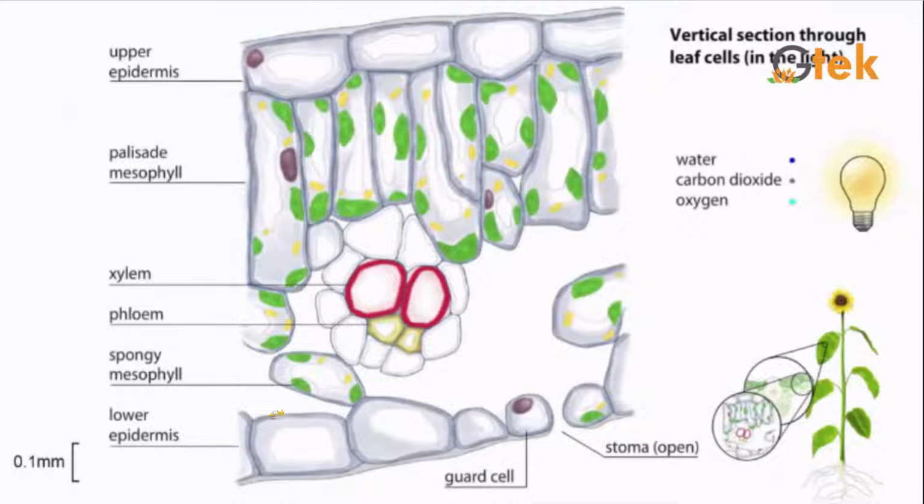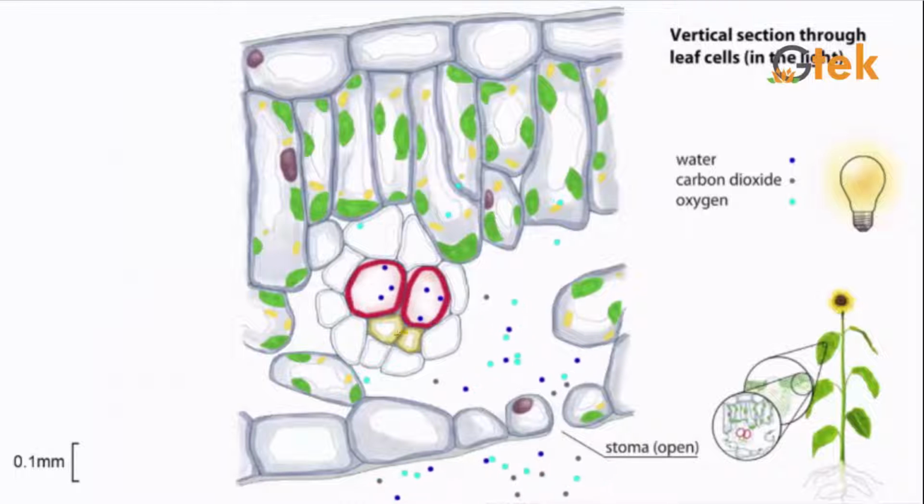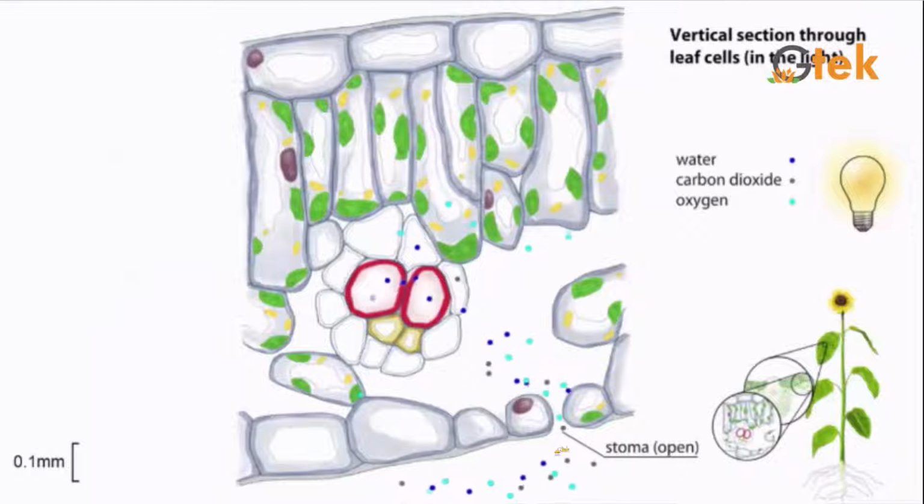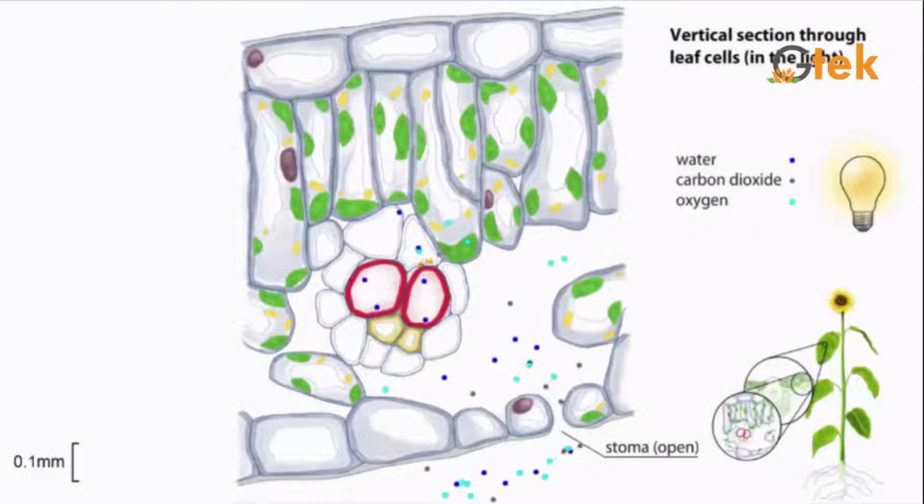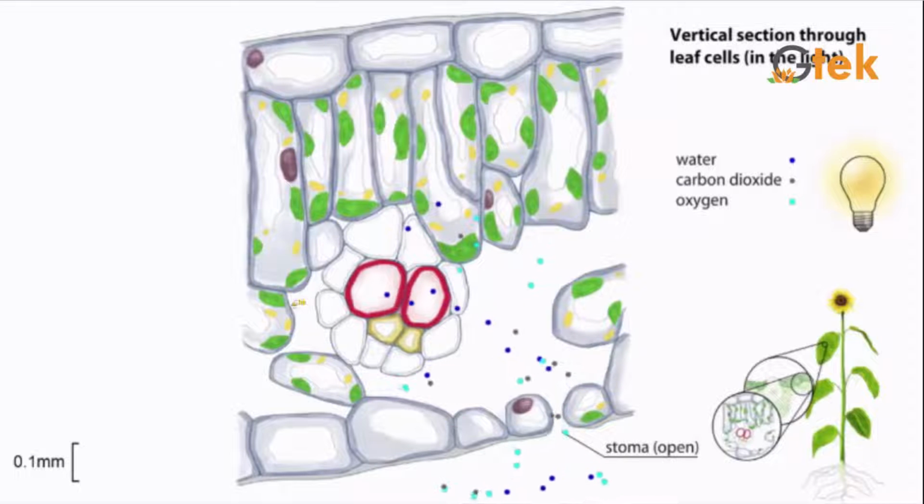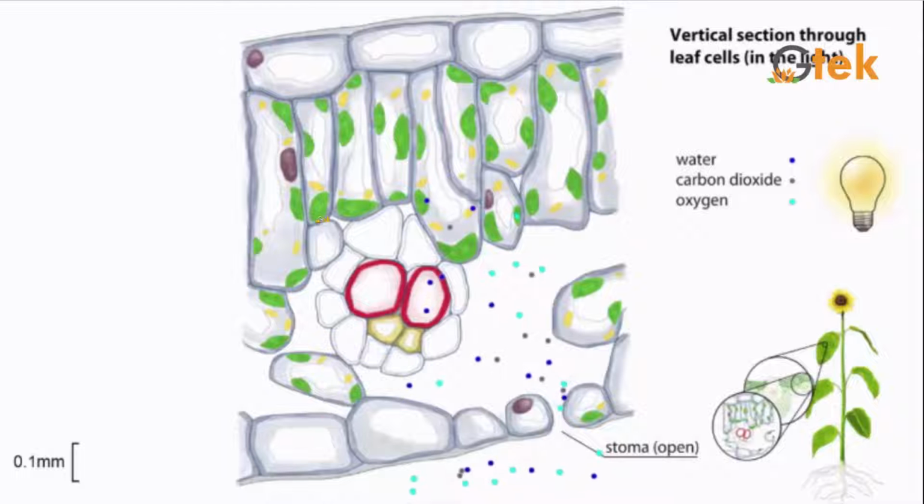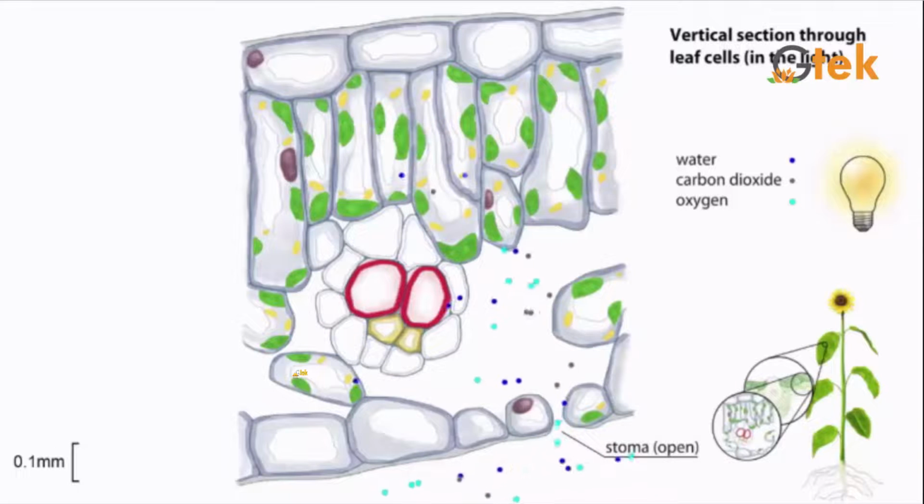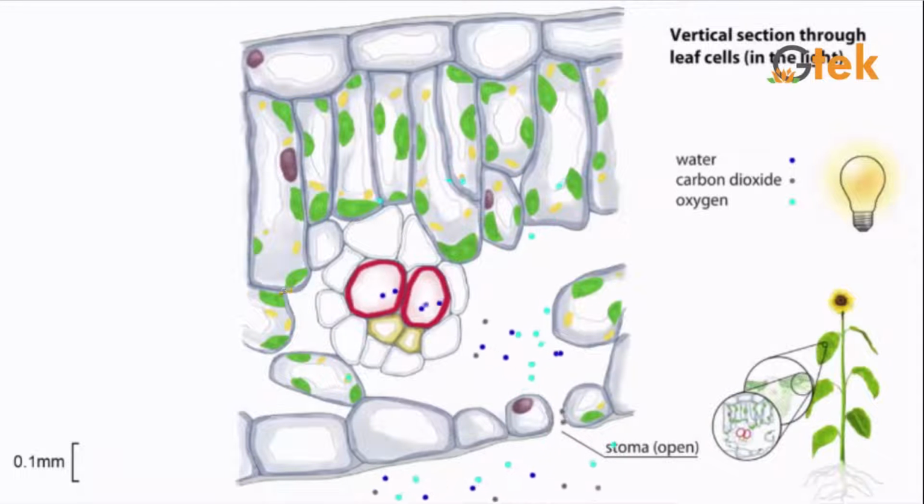And now let's see the vertical section through the leaf cell in light. You can see the parts of the vertical section. Here the xylem, and this is the phloem. Here the stoma, which will open up, and the water, carbon dioxide and oxygen travel through the vertical section in the leaf cell. You can see here. The width of the stoma is 0.1 mm, that is millimeter. You can see how the water, carbon dioxide and oxygen travel along the leaf cell.